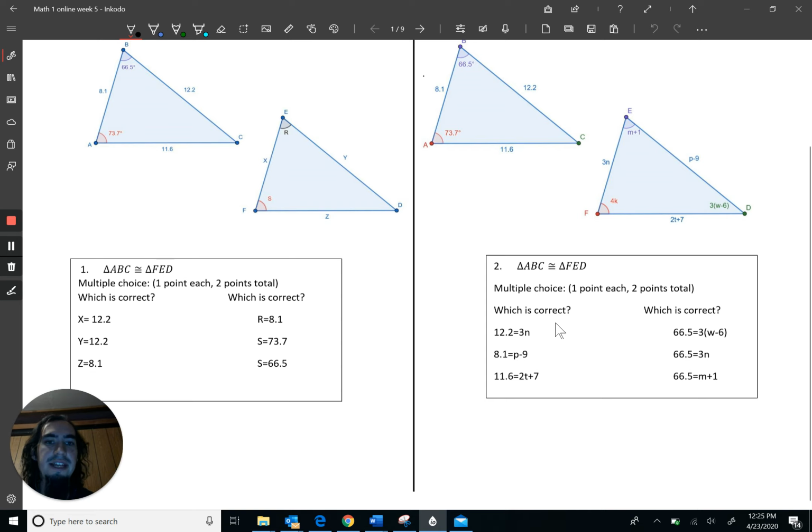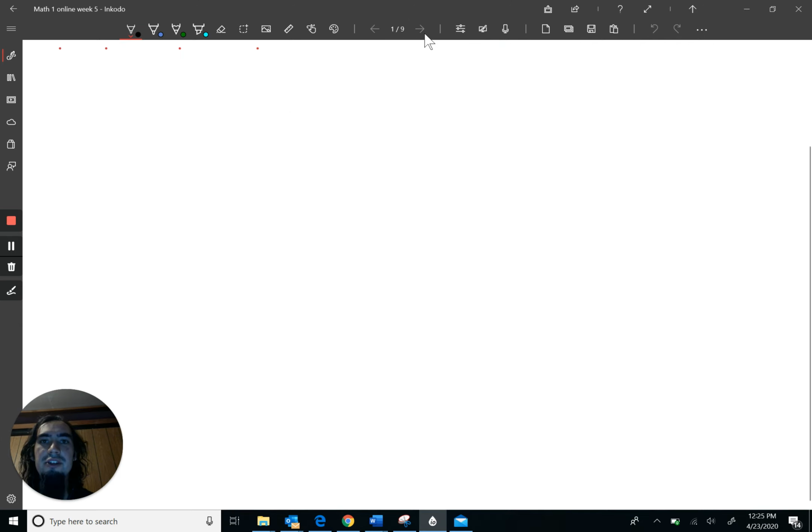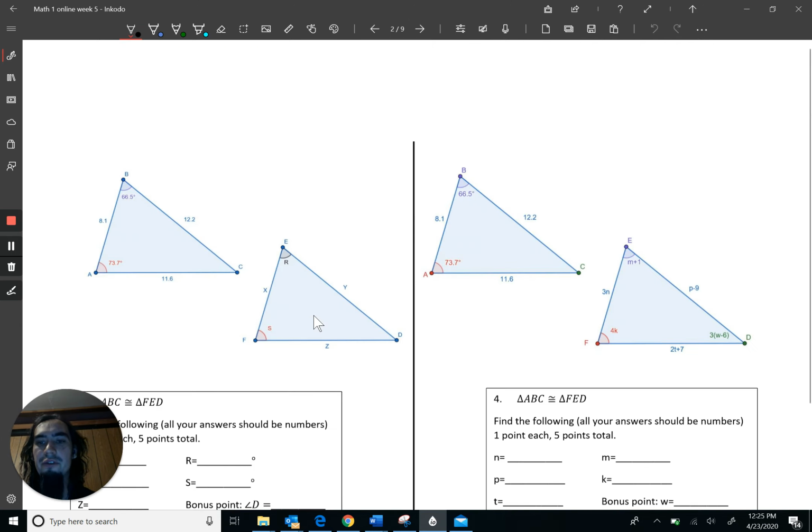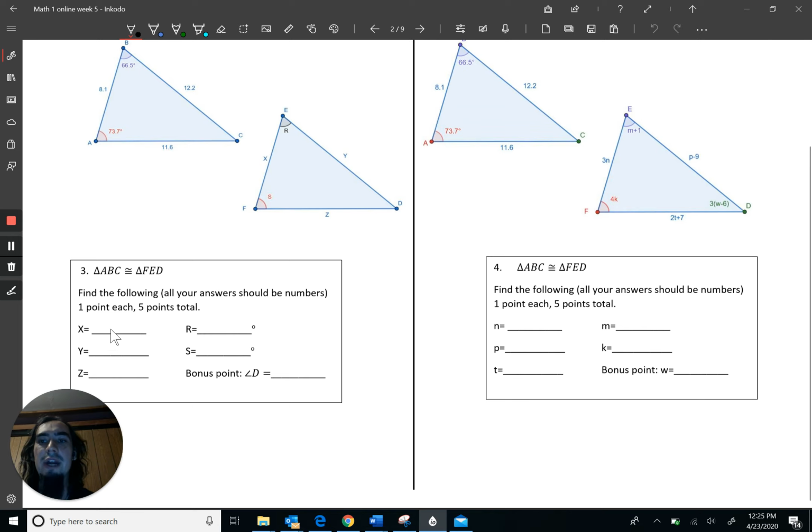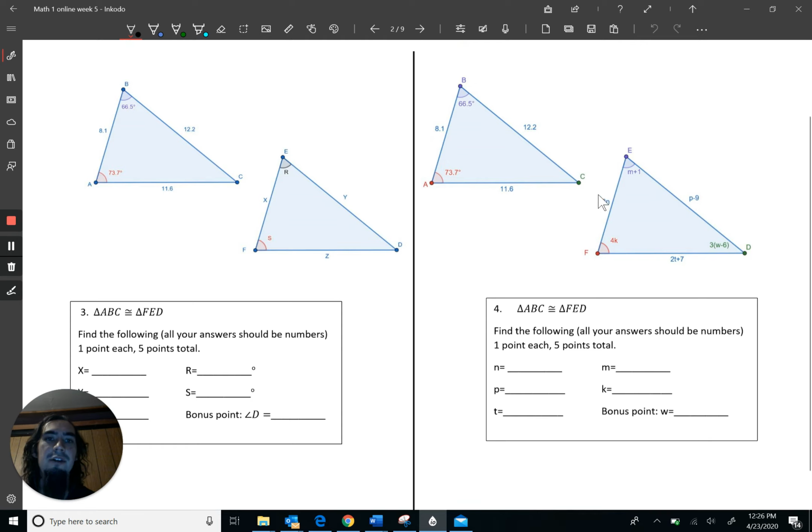And then here, same thing. In the next page, we're going to do a little bit of solving where we're going to match the variables, but then actually write the number down rather than multiple choice. This one, you're actually going to write something down. Make sure you solve these variables all the way.